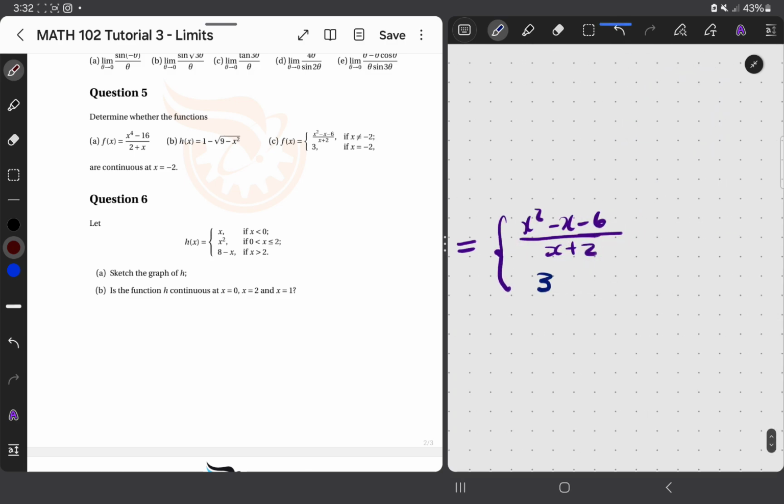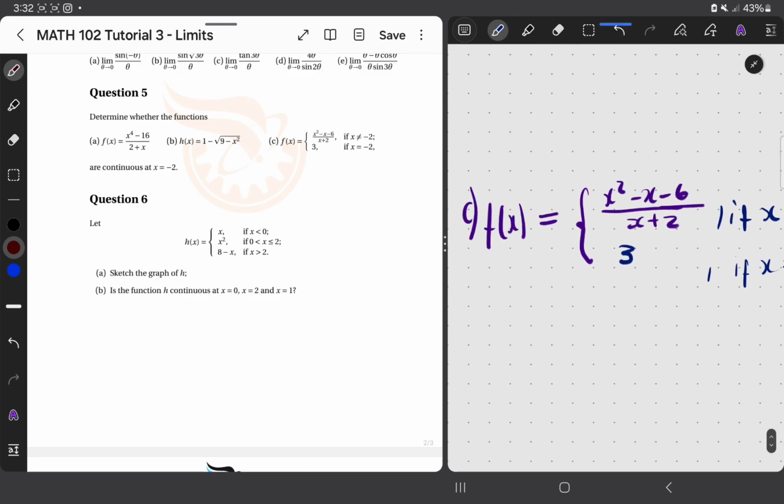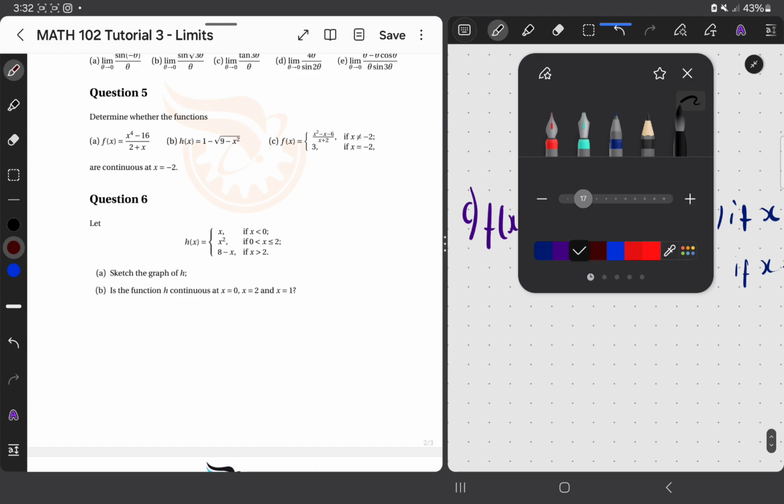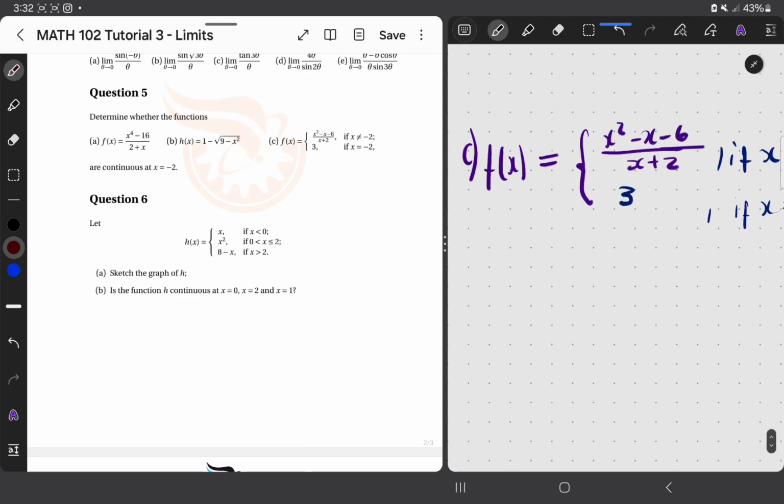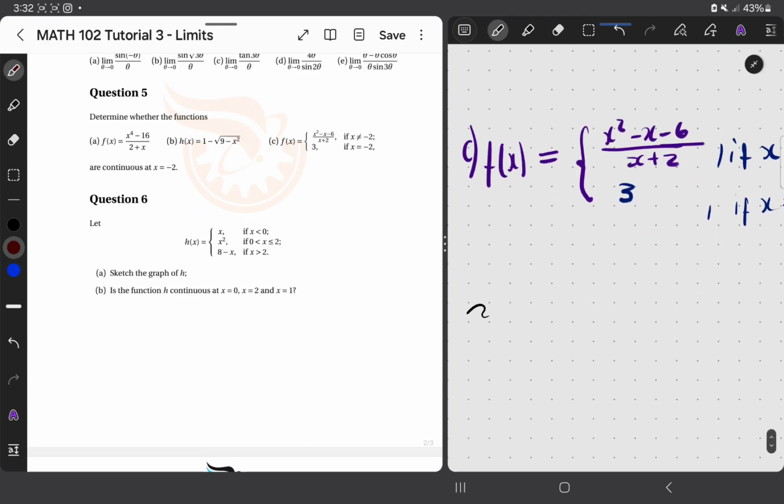3. And I mean, this is if x is not equal to negative 2. Then this is only 3 if x is equal to negative 2. Okay? Oh, this is a very weird thing, right? All right, so now for continuity, we just use the continuity equation, okay? It does everything for us.